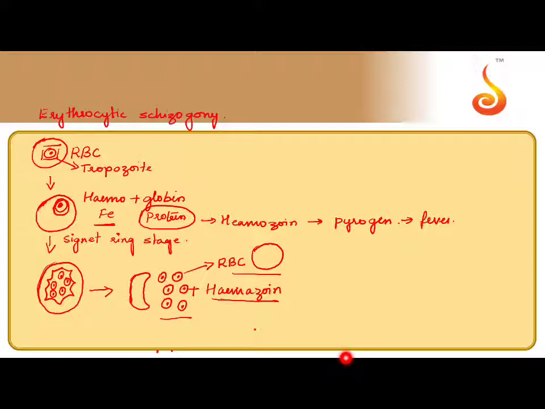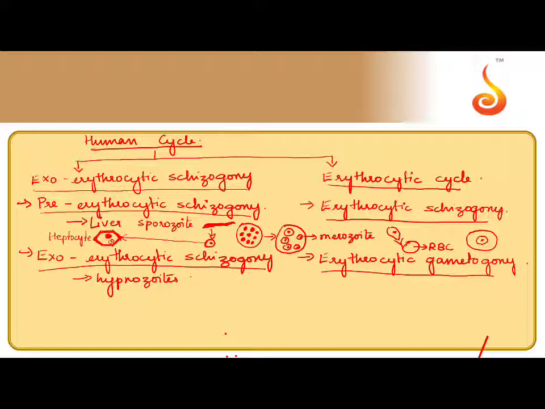Now this is how the cycle keeps continuing, but in between there could be a condition where erythrocytic gametogony starts off, that is the production of male and female gametes. Right. So these are the stages that we see.